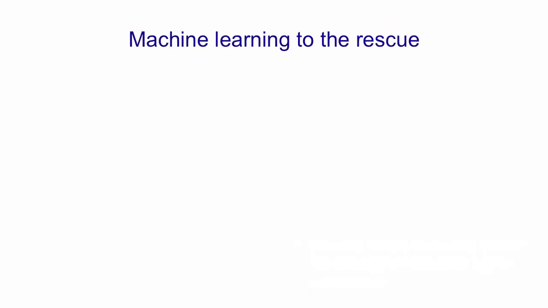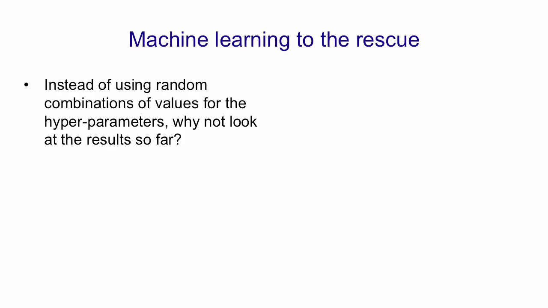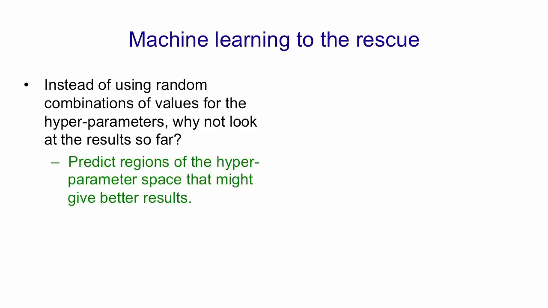There's something we can do that's much better than random combinations. And basically it amounts to saying, let's use machine learning to simulate the graduate student who is trying to decide what the hyperparameters should be. So instead of using random combinations, we look at the results we've got so far and try and predict what combinations are likely to work well. That is, we have to predict regions of the hyperparameter space in which we expect to get good results.